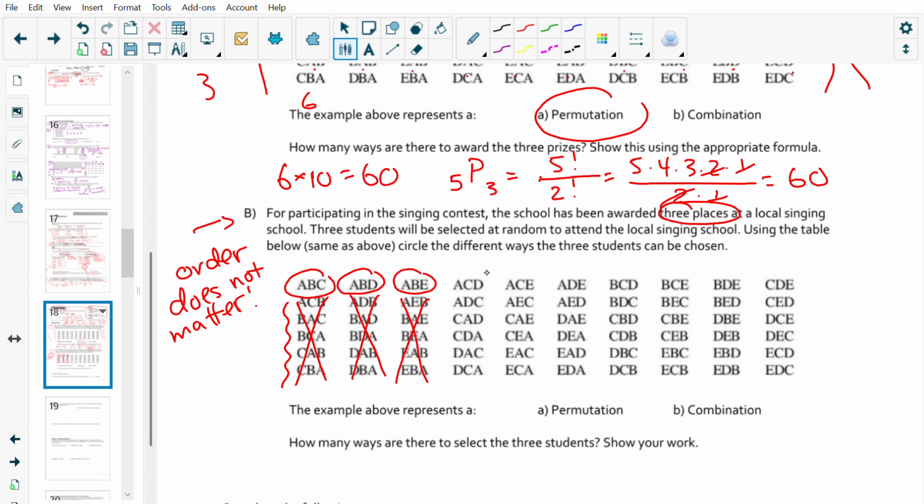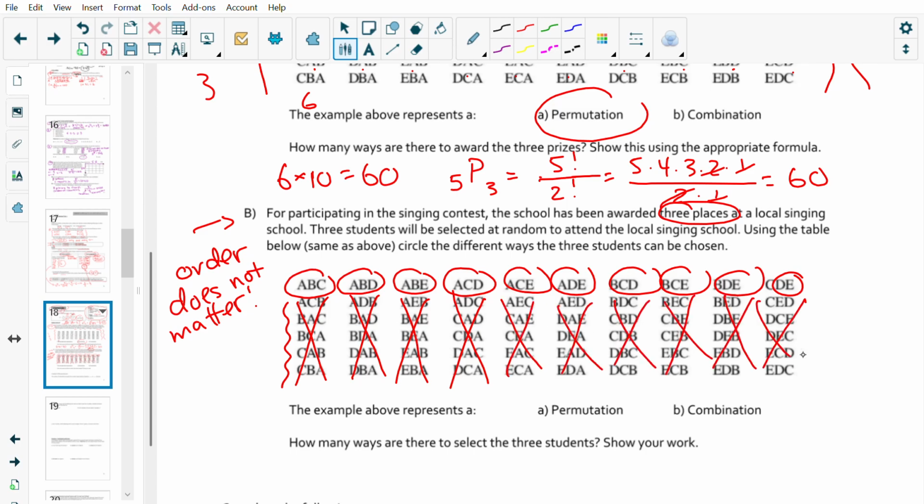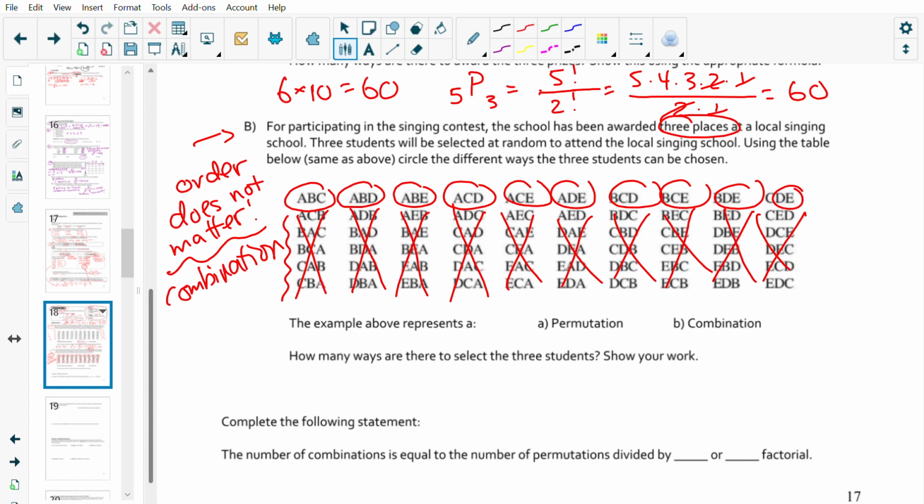A, B, E, and so on and so on. This A, C, D, these all contain A, C, D. So all of these, all the ones on the bottom here are repeats, right? Because, key here, combination. Order does not matter. The example above represents a combination.